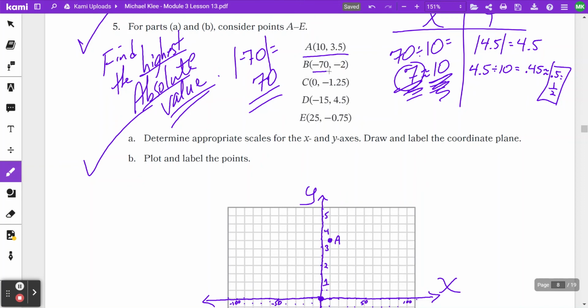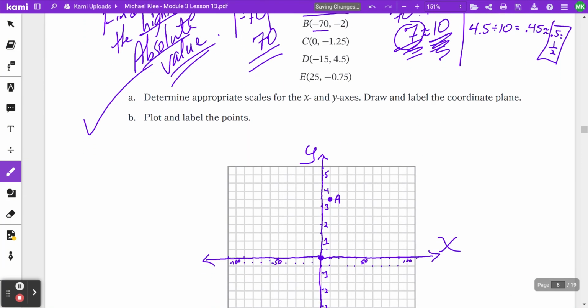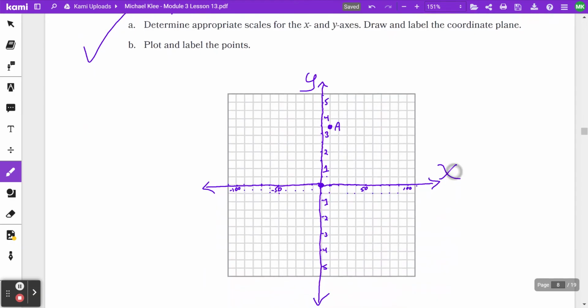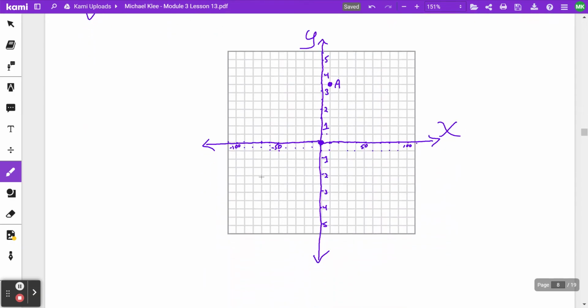And now for my next guy, -70, which means left 70, which is going to be -50, -60, -70, right about there. And then down 2 whole, right? Down 2. There you go. I can put those in there, just like that. And there's point B. Okay?